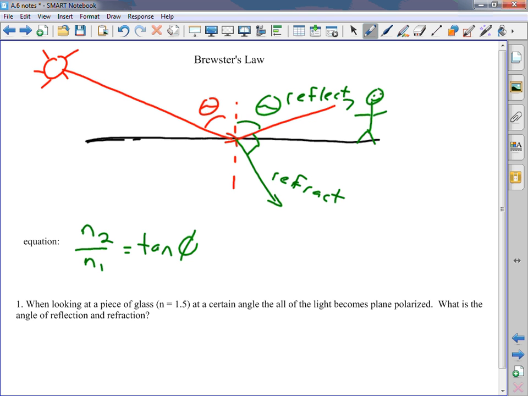How much is reflected and how much is refracted? It depends upon the surface itself. Generally, at Brewster's angle, you're going to have the majority being reflected. Okay. This is generally what is occurring.